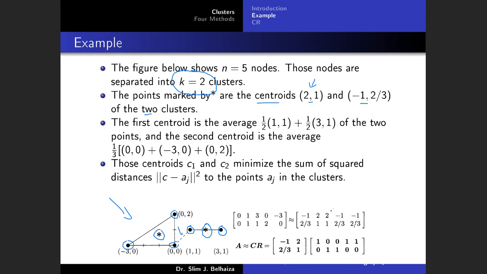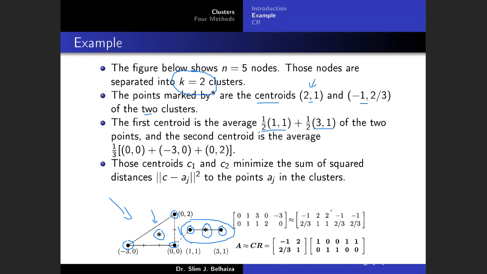So the centroid, what does it represent? The first centroid represents the average between (1, 1) and (3, 1), so it is at the center of the first cluster, the small one of the 2 parts. And the second centroid is also the average of the second cluster. Since you have 3 nodes in this second cluster, which is the triangle, you will take 1/3 multiplied by (0, 0), (-3, 0), (0, 2). So we get these 2 centroids.